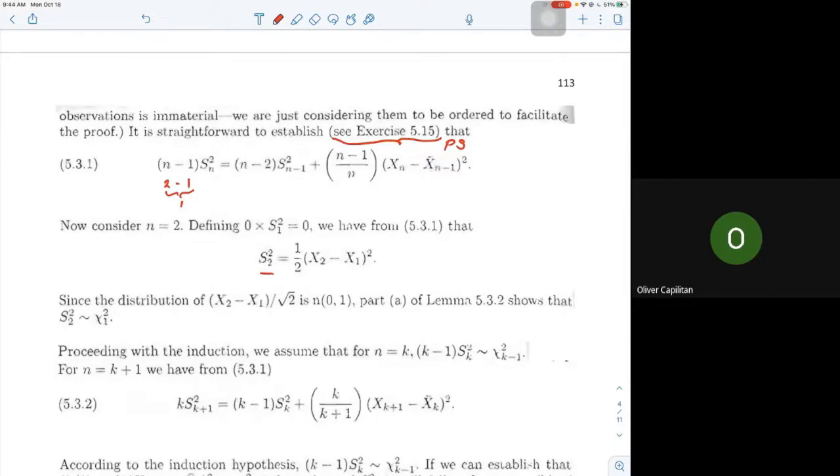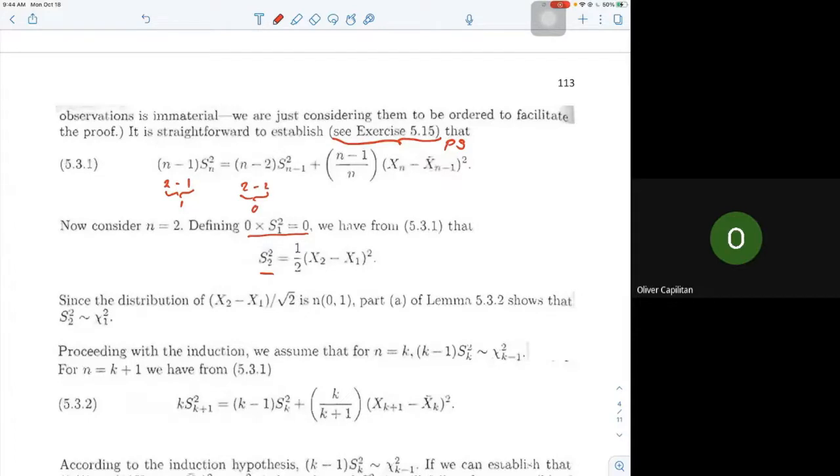While on the right-hand side of equation 5.3.1, when n is equal to 2, we have 2 minus 2, so we have here 0. So the first term on the right-hand side of 5.3.1 will be 0. This part will be 0. So what remains is just the second term.